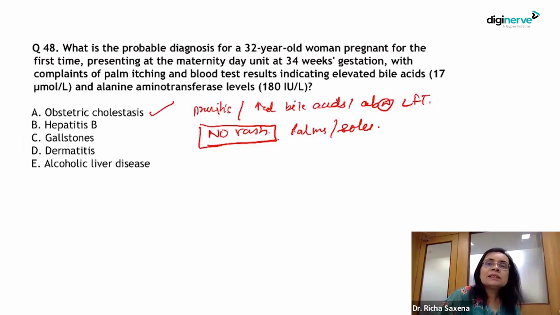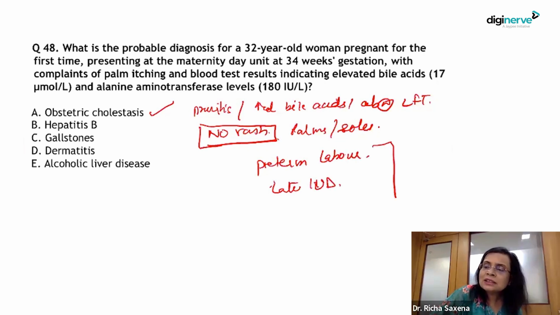Why is obstetric cholestasis important? Why is it important to detect this condition? Because it can result in some complications. What is that? It can result in preterm labor and very uniquely, it can also result in IUD, and that also late IUD. So you may face an IUD at 38 weeks, 39 weeks, 40 weeks. So late IUDs and preterm labor.